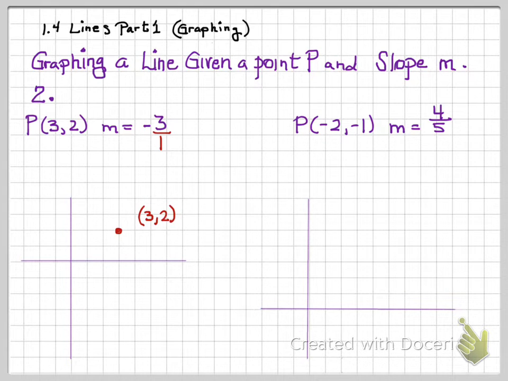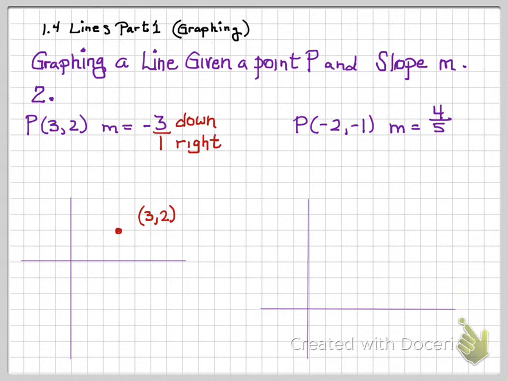The -3 on top tells you to go down, because that's your rise, your up and down movement. Since it's a negative number, you're going to go down. The bottom here, this +1, that's your run. That tells you to go to the right since it's a positive number. So from this point (3, 2), you're going to move down 3 and right 1.